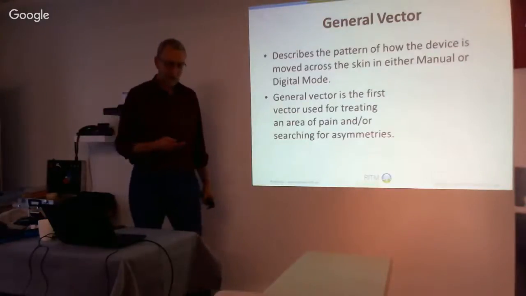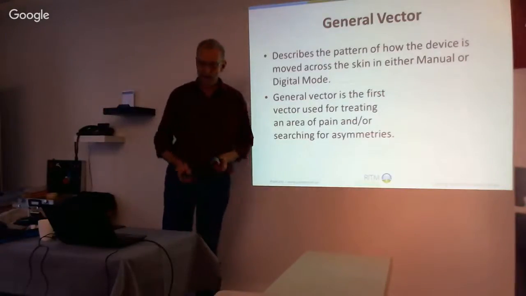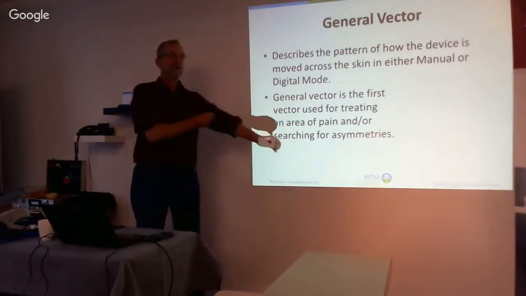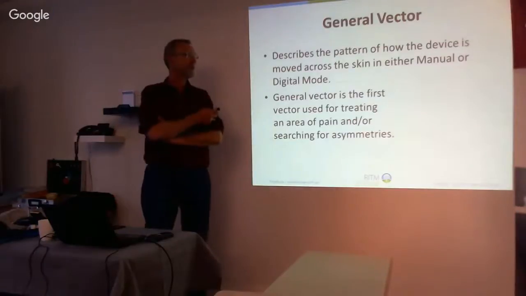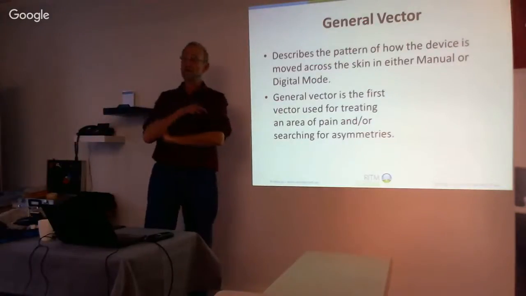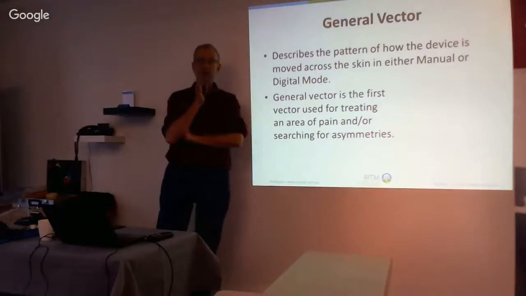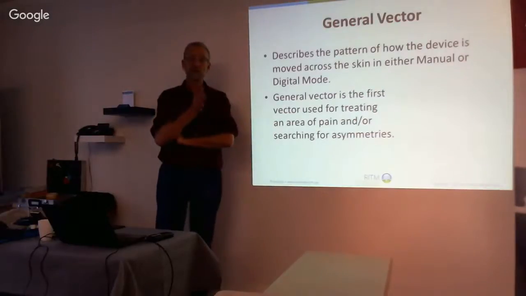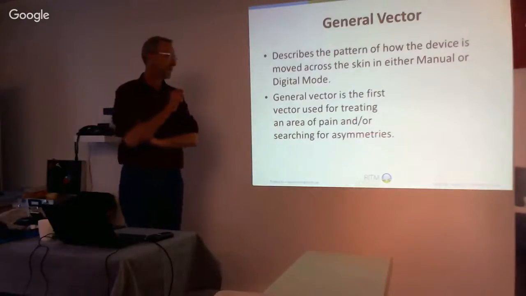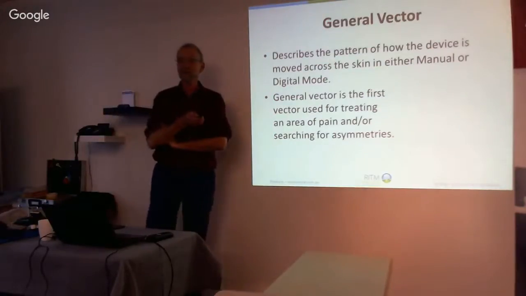Vectors are another thing in Scenar therapy that you will hear quite a lot. A vector is actually giving you a direction. It could be a direction of treatment. In this case, when we talk about the general vector, it describes the pattern, how the device is moved over the skin. And this, again, is important. You move your Scenar device over the skin. You're not just holding it in one place or using sticky pads on a painful place. You move it. The general vector is the first vector used for treating an area of pain.